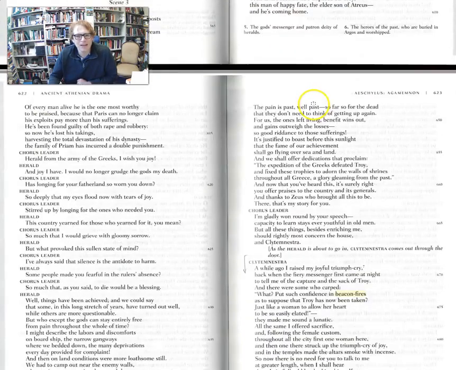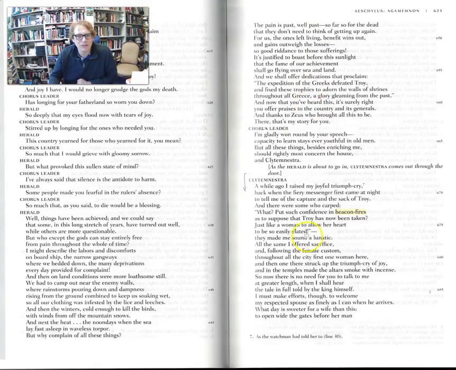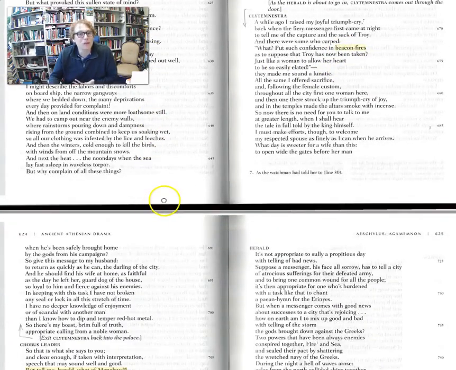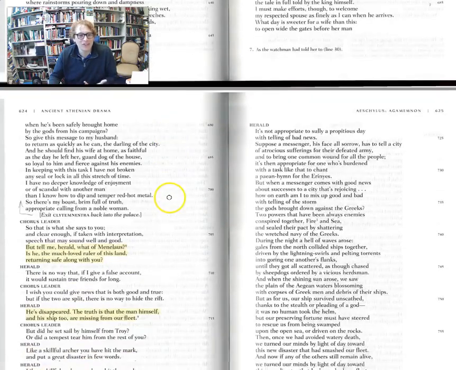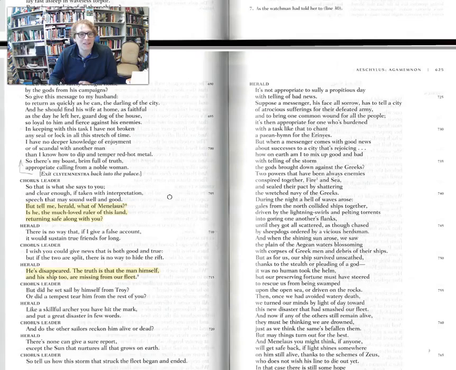The herald comes back and makes that announcement. Clytemnestra comes out. She mentions her beacon fires again, and the news is delivered. It's reinforced that yes, the Trojans are defeated. The Greeks are victorious. And there's an interesting tidbit here I just wanted to point out. We know what happened to Odysseus. We're going to find out what happens to Agamemnon.